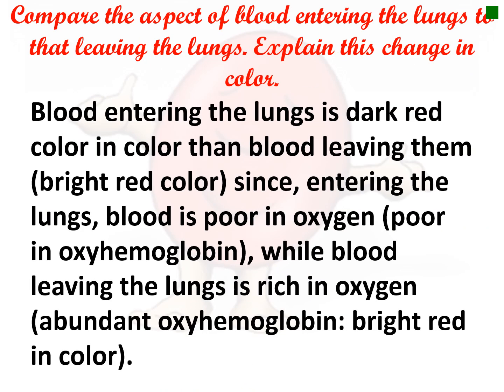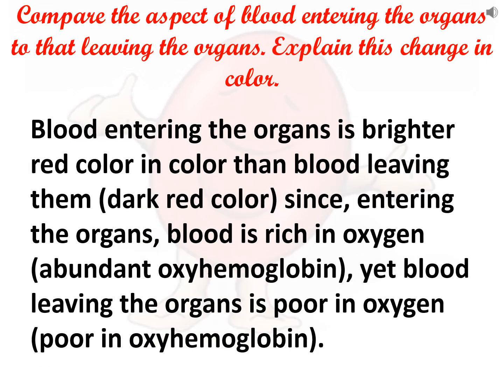The aspect of the blood entering and leaving the lungs: blood entering the lungs is dark red in color, while the blood leaving is bright red, since entering the lungs the blood is poor in oxygen, while leaving the lungs it is rich in oxygen, meaning rich in oxyhemoglobin, having bright red color. Aspect of the blood entering the organs compared to that leaving the organs: blood entering the organ is brighter red in color than blood leaving them, since entering the organ, the blood is rich in oxygen, meaning that it's rich in oxyhemoglobin, while blood leaving the organs is poor in oxygen, meaning that it's poor in oxyhemoglobin.